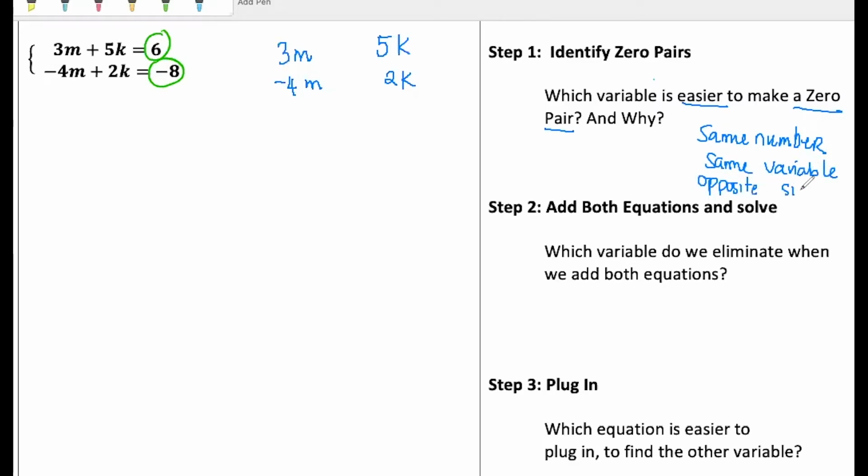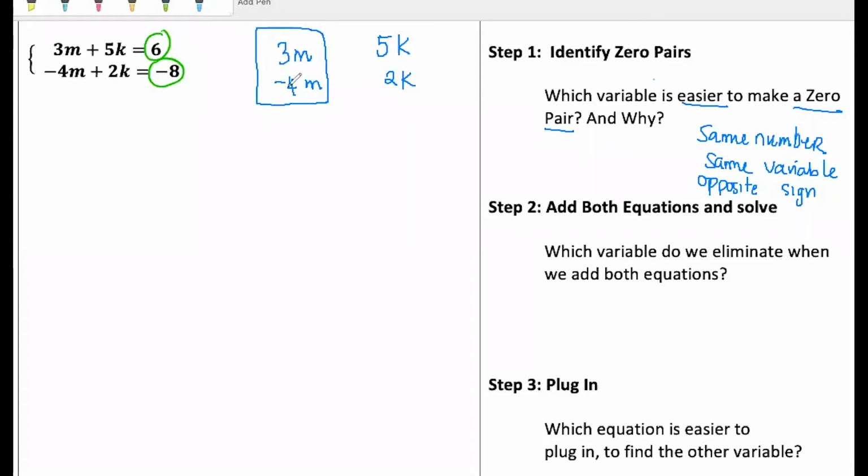So which one right here has no advantage? Well, they both have the same variable. We can see k and k, but they don't have the same number. But which one at least has opposite signs? This one, right? So it's telling you that it's better to try with this one.